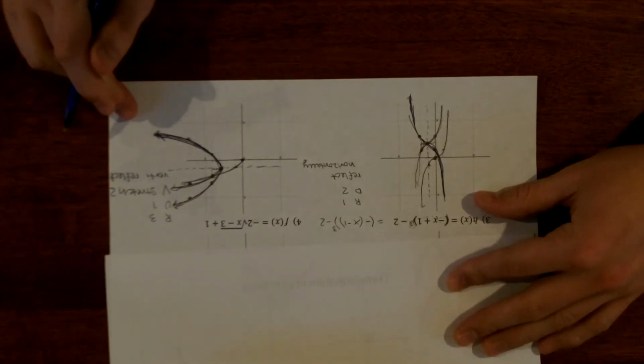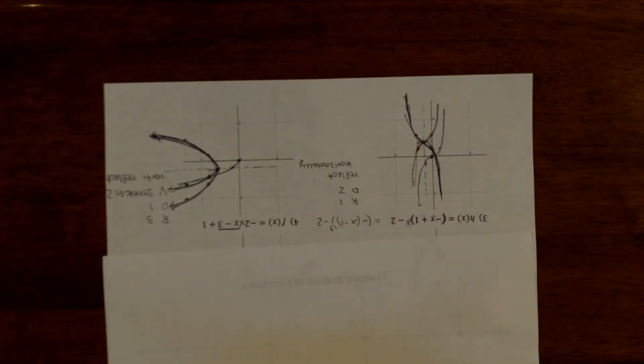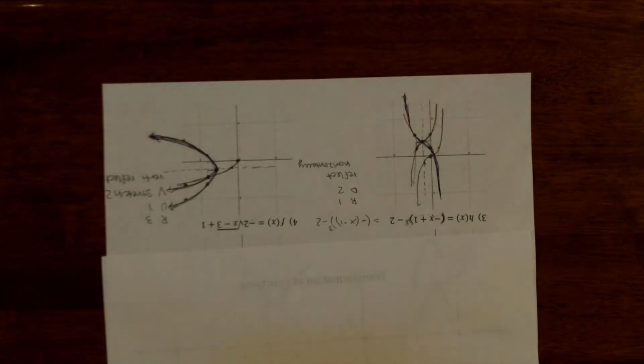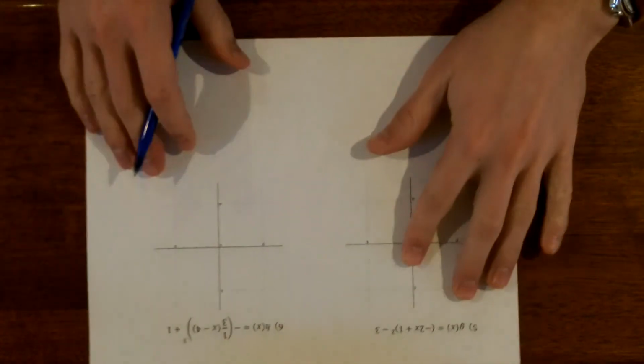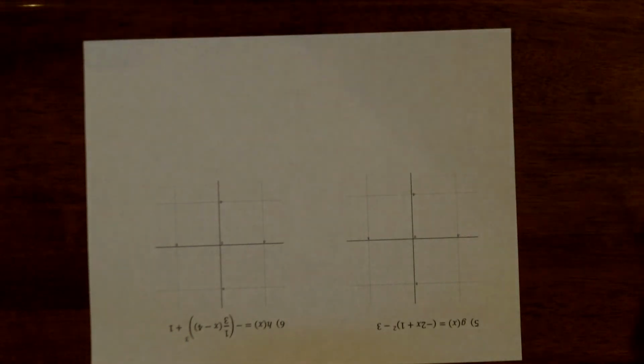All right. So remember, when you're stretching, it doesn't affect the key point. When you're reflecting, it doesn't affect the key point. It always stayed right there. All right. Now let's move on to our last two. These are the doozies. They involve everything.